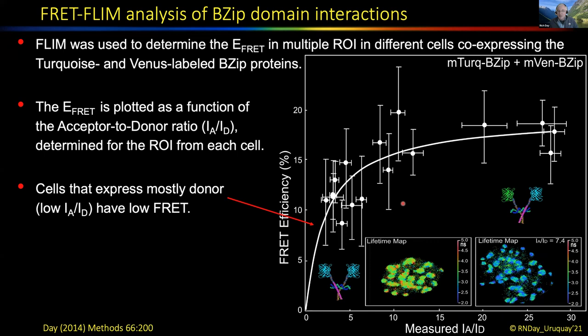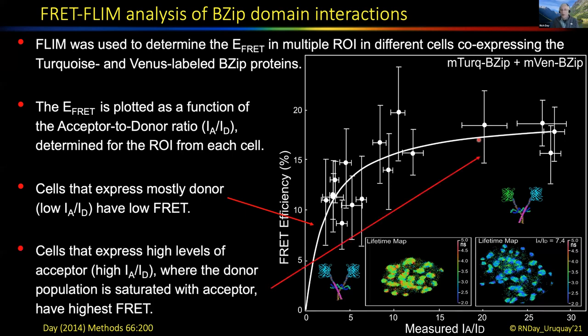And what we have is cells that have a lot of donor going to have low FRET efficiency. Cells that have a high acceptor, that donor population is going to be saturated. And so this is going to be the maximum FRET efficiency for that particular pair, in this case, the B-zip domains of CEBP alpha. And so by plotting this, we're able to determine what the maximum FRET efficiency is for a particular pair of fluorescent proteins. So this is the dimerization of the B-zip, the DNA binding domains of CEBP alpha.